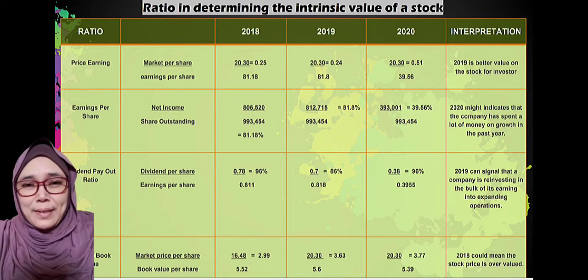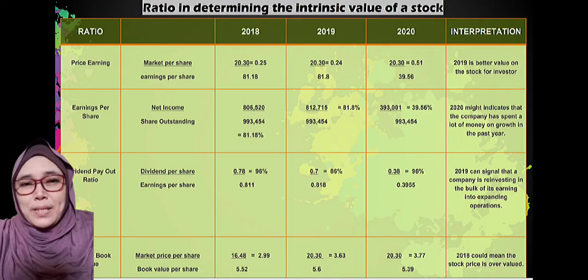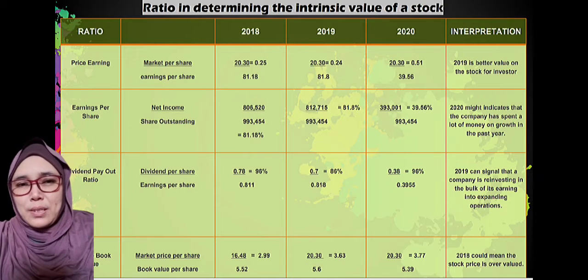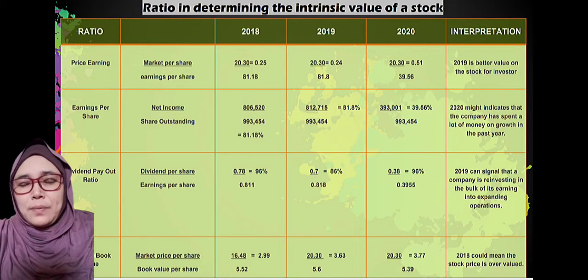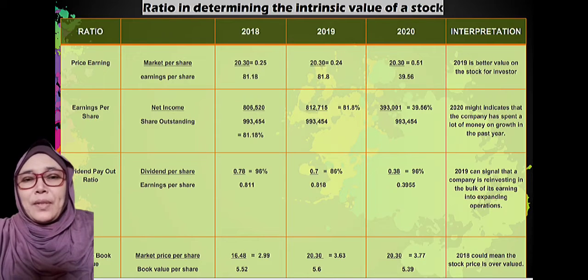For the ratio determining the intrinsic value of a stock, we calculate price earning, which is the formula market price per share divided by earnings per share. The figure in 2018 is 0.51, 2019 is 0.24, and 2020 is 0.25. Interpretation: 2019 is better for investors.